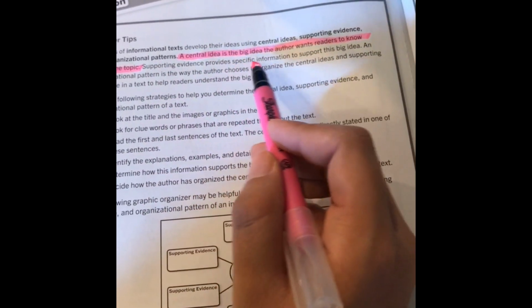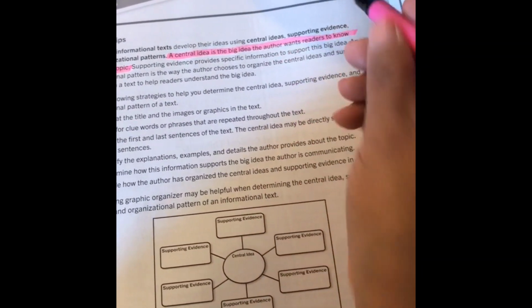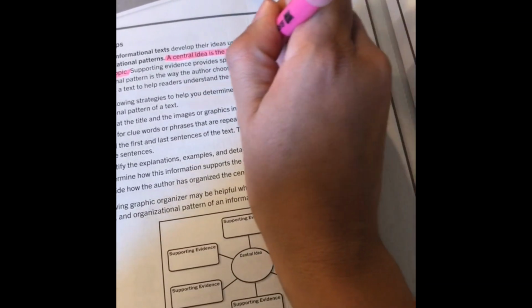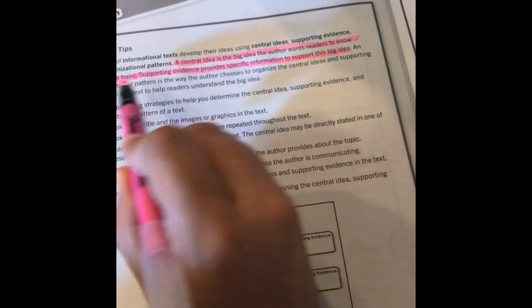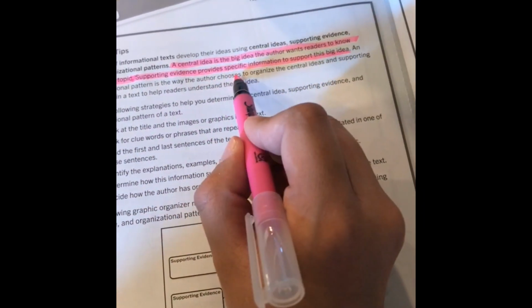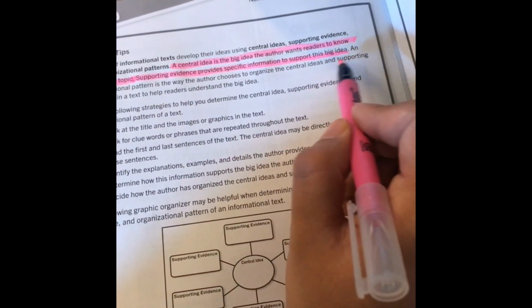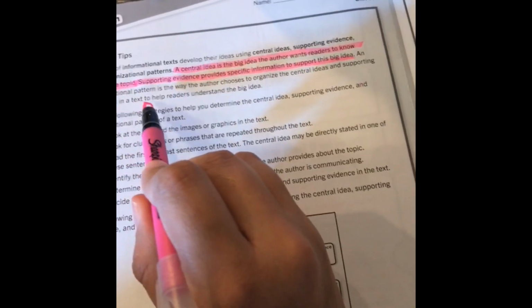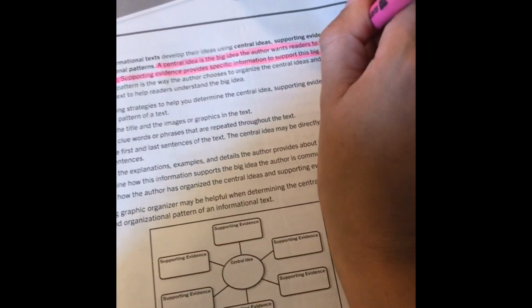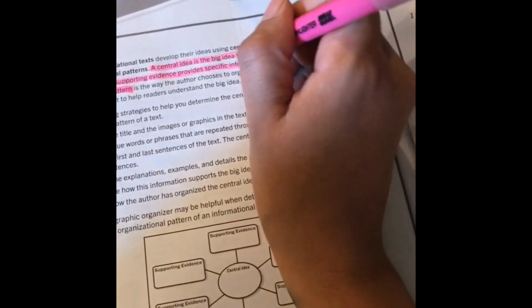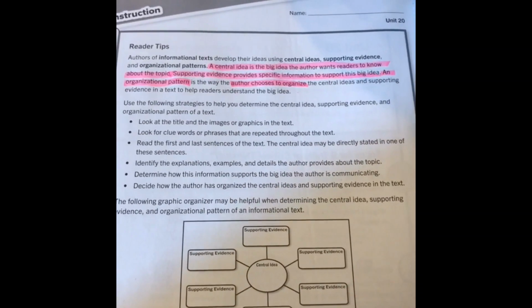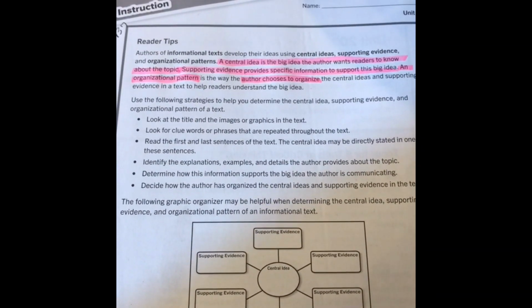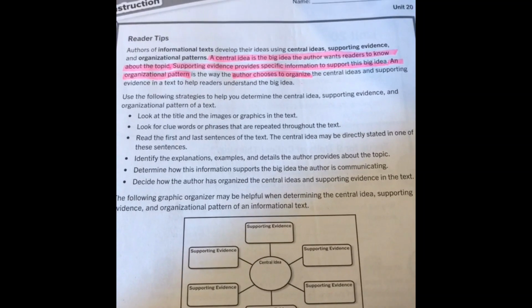Supporting evidence provides specific information to support this big idea. So these are the legs of the top of your desk. This is the top of your desk and these are your legs, okay? And then an organizational pattern is the way the author chooses to organize the central ideas and supporting evidence in a text to help readers understand the big idea. So organizational pattern is the way they organize the story, okay? And that's where we have cause and effect, problem and solution, chronological order.